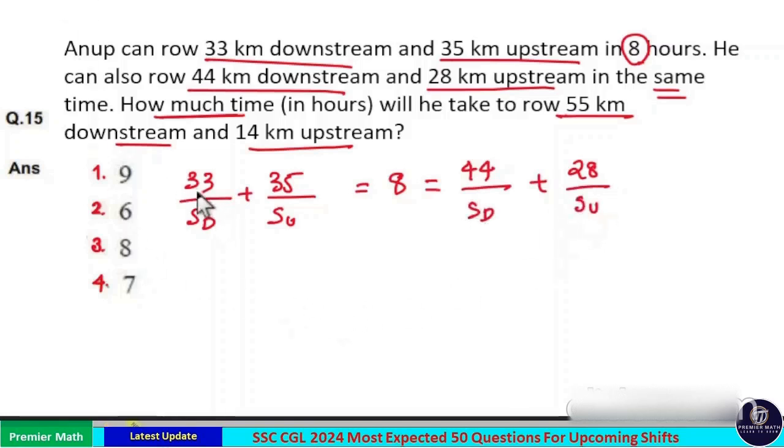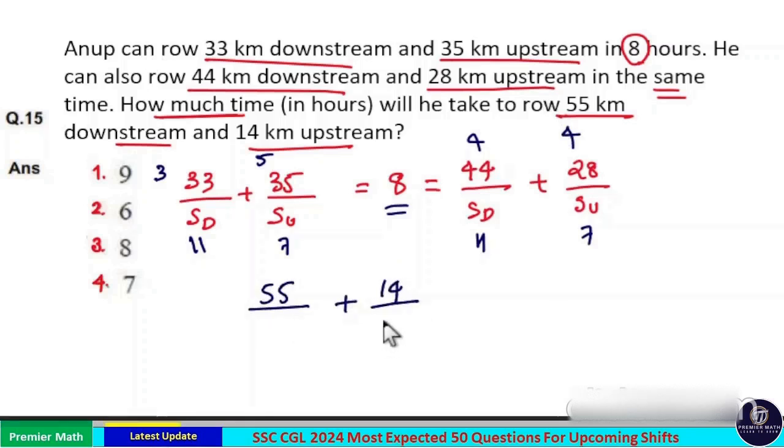Now, you can see here, this is 33. If I divide 33 by 11, 11 goes 3 times in 33. Here, this is 35. If I divide 35 by 7, 7 goes 5 times in 35. So, 3 plus 5 is 8. Equation satisfied. Same way, here 11 goes 4 times in 44, and 7 goes 4 times in 28. So, 4 plus 4 is 8. Equation satisfied. Now, we need 55 km downstream and 14 km upstream.